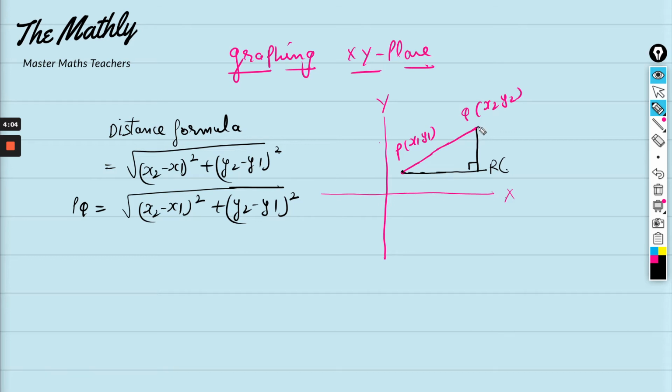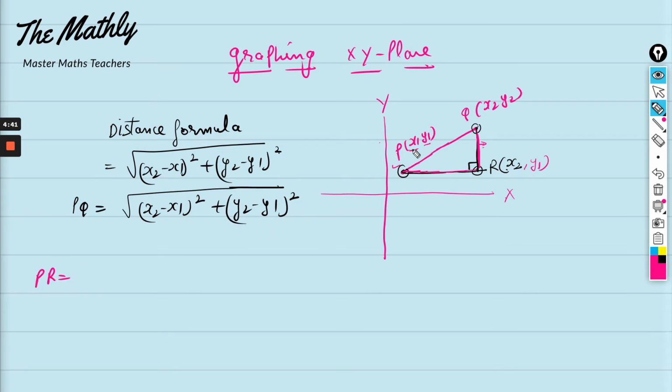If you see it very clearly, this is Q and this is R, right? Over here, the X remains the same, so I can write this as X2. Now, this point is P and this point is R. If P is x1, y1, then R is going to have y1, because this line is parallel to the x-axis, so the y will not change. And this line is parallel to the y-axis, so over here the x will not change.